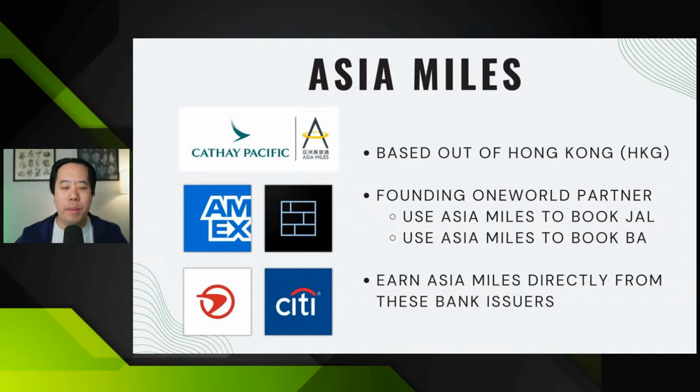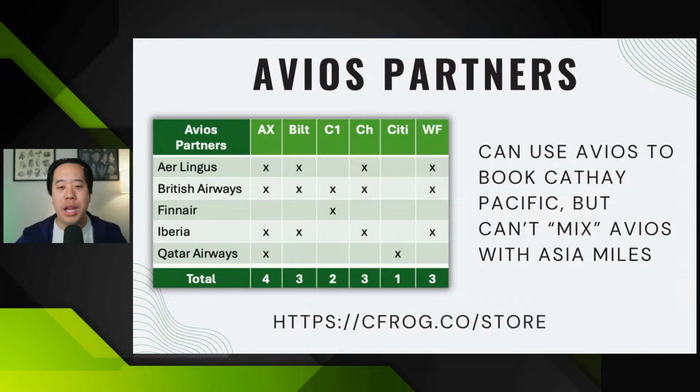And what I want to mention also, though, is that because of the way that Avios is set up, you can actually also use Avios to book Cathay Pacific, but you can't mix these Avios with Asia Miles. I say that because when you look at the One World Alliance, British Airways, for example, you can see that you can book British Airways miles from a bunch of different partners: American Express, Bilt, Capital One, Chase, and Wells Fargo. And you can use that as a way to go, but you can't use Avios miles to combine with Asia Miles and then book the flight. You have to use one system versus the other. So just want to point that out so you know about that.